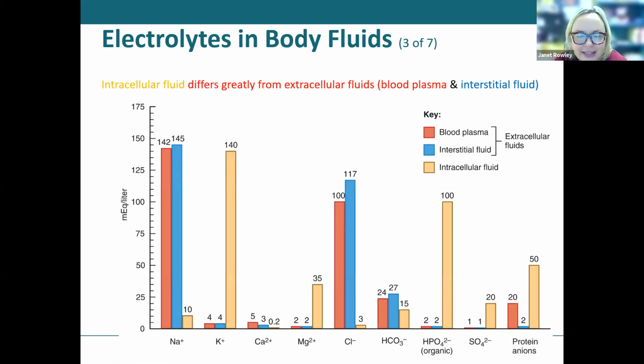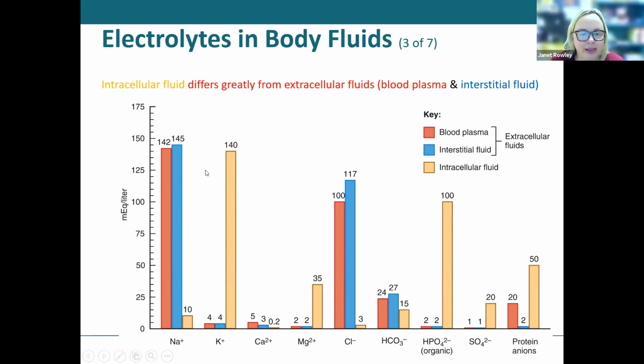So let's look at the body fluid compartments. Remember, we just said extracellular fluid compartments are the blood plasma and the interstitial fluid. And when we look at the different ions, the extracellular fluids stay the same or very similar until we get to the protein anions. And you see blood plasma has many more than interstitial fluid. That's because these protein anions are large and they cannot leave the blood vessels very easily, or they don't at all.